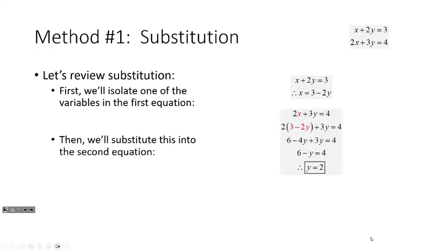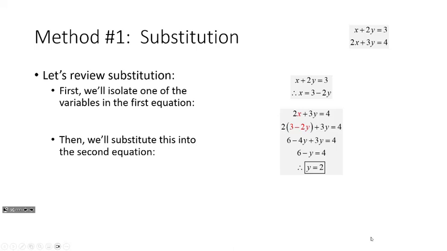And what I'll do is take that expression and substitute it into the second equation. So in the first equation, I isolate the variable. In the second equation, I take that isolation and substitute it in. The second equation is 2x plus 3y equals 4. Well, instead of x, I'm going to put 3 minus 2y. Distribute that out. 2 times 3 is 6, 2 times 2 is 4. So I have 6 minus 4y plus 3y equals 4. 6 minus y equals 4. I get y equals 2.